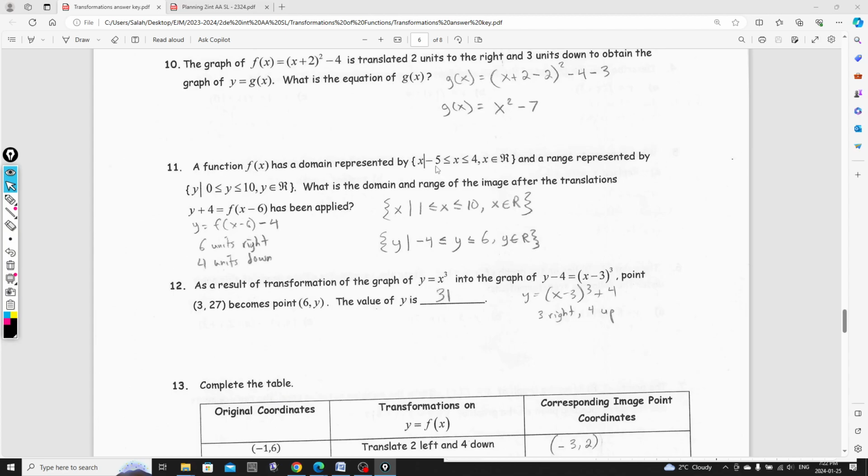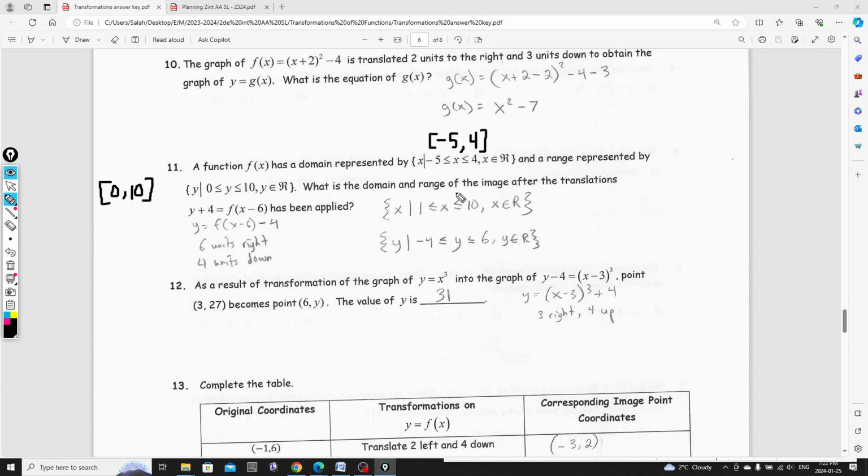Okay, so in interval notation, we've already seen how to write this stuff. We're including negative 5, so we're saying -5, comma 4. That's what that guy is right here. And this guy right here is 0, comma 10. Okay, and that's also included.